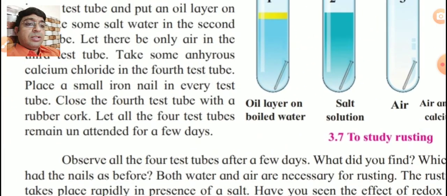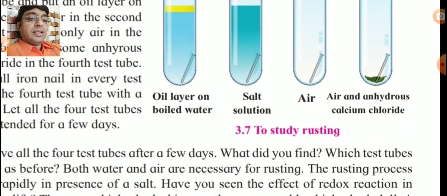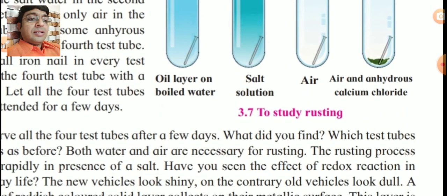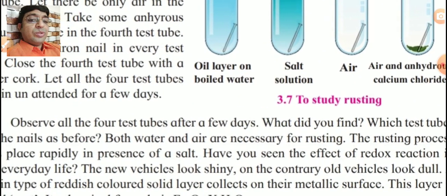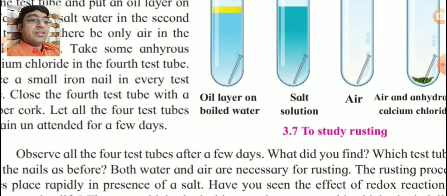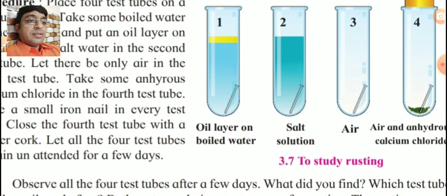So see, in all these four test tubes, can anybody tell me in which test tube the iron nail gets rusted as per the points given? In test tube number 2, that nail rusts faster because of what you underlined. What is that point you underlined? The rusting process takes place rapidly in the presence of salt. One more point: both water and air are necessary for rusting. So the fast rusting process takes place in test tube number 2.